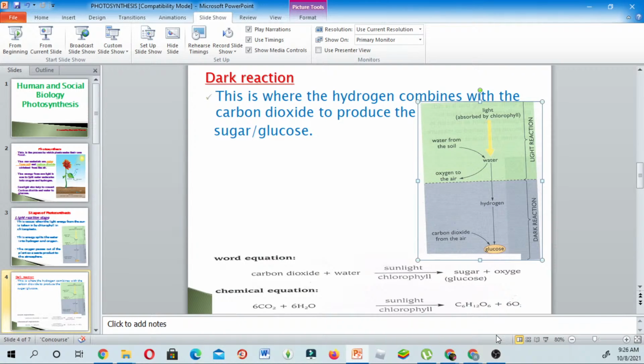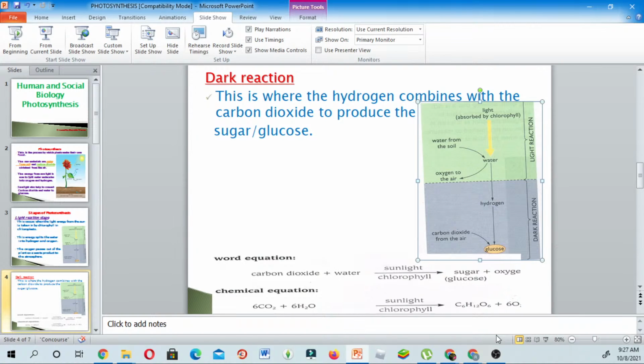So the process of photosynthesis basically takes place in two stages. First, you must have a light reaction stage, because there is no way the dark reaction stage can take place without a light reaction. That is simply because the dark reaction stage needs hydrogen to combine with the carbon dioxide. So if the light reaction stage doesn't take place, then there will be no hydrogen. Because remember that it is the sunlight that splits the water into oxygen and hydrogen in the light reaction stage. Then the hydrogen moves on to the dark reaction.